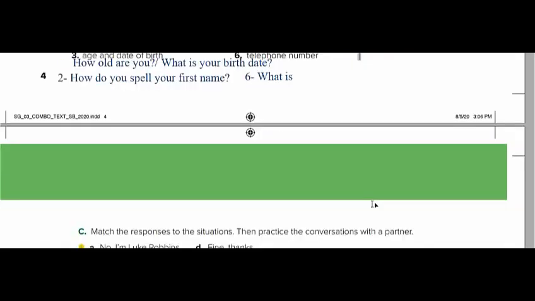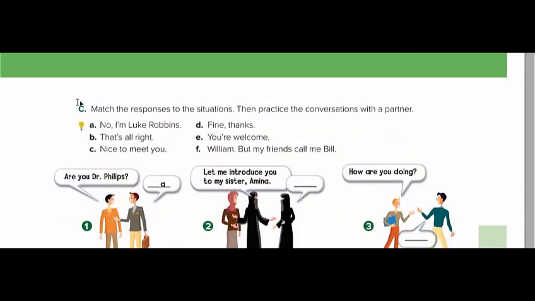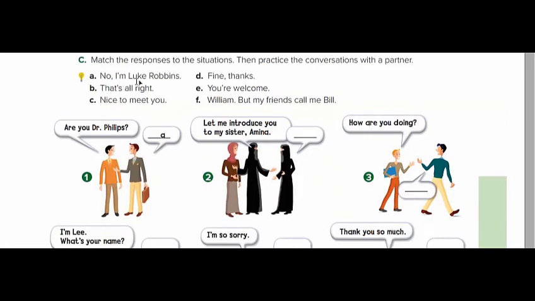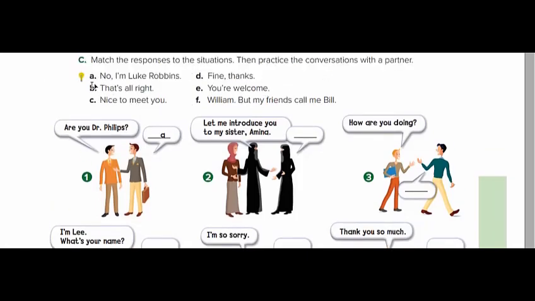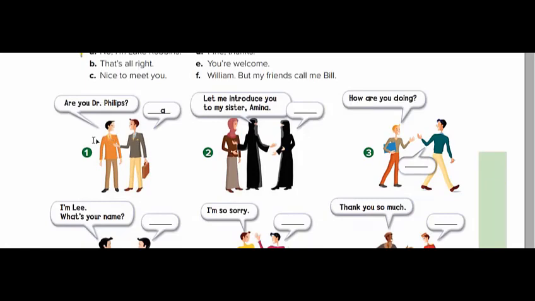Let's move to page number five. Exercise C. Match the responses to the situations, then practice the conversations with a partner. نوصل الردود مع الموقف ثم تمرن مع زميلك طبعا online كما قلنا. What are the responses here? No, I'm Luke Robbins. That's all right. Nice to meet you. Fine, thanks. You're welcome, William, but my friends call me Bill. So we have options, خيارات, as you can see here. And we want to choose from them to complete the conversation.